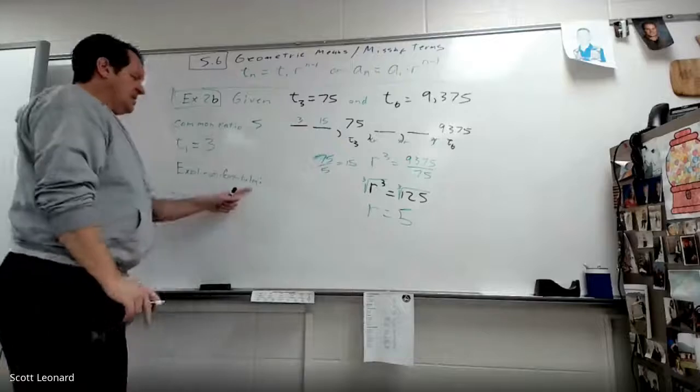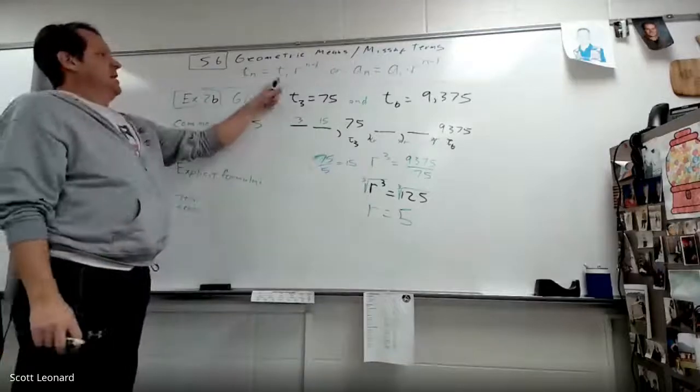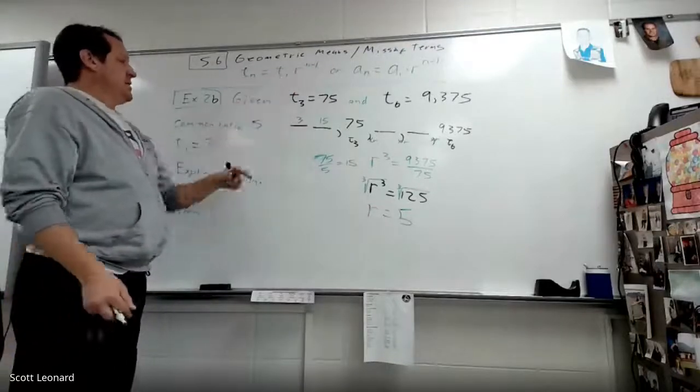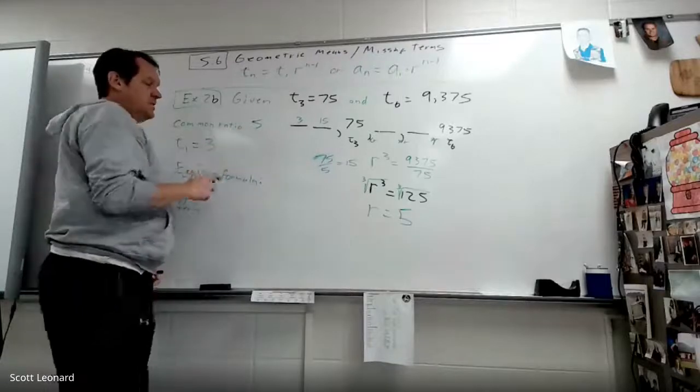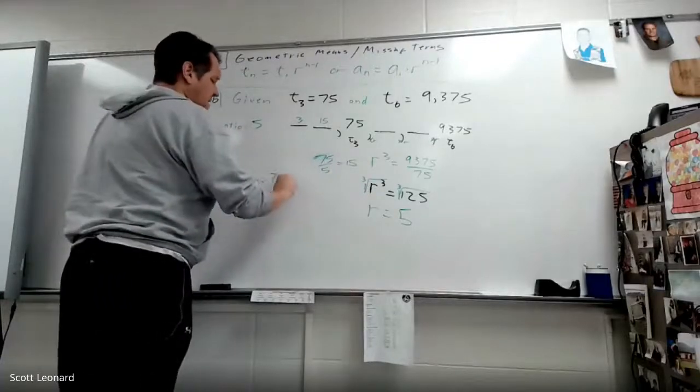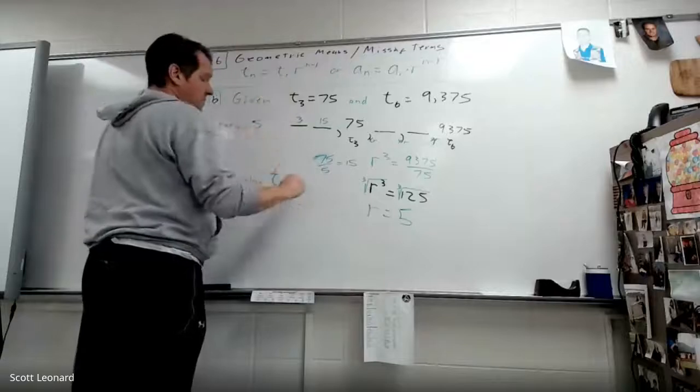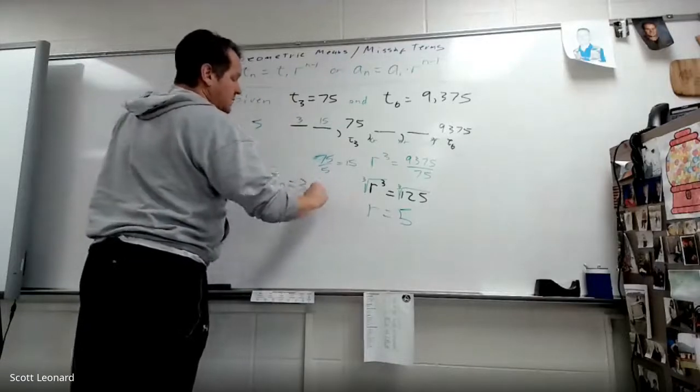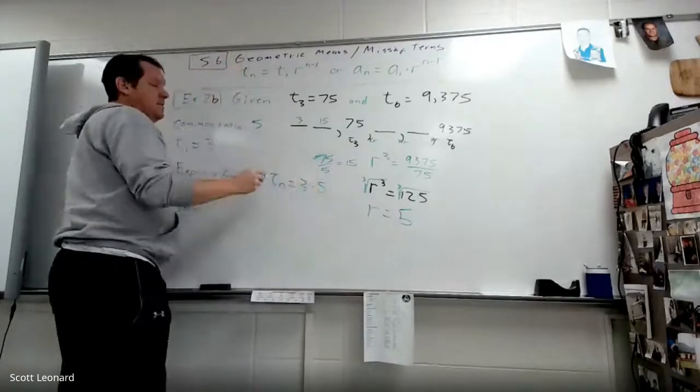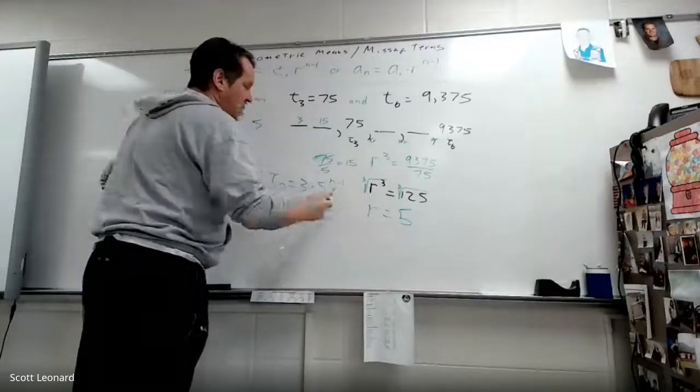To write the explicit formula, okay? You need the first term and the common ratio. We just found both of those. T of n equals first term, 3, times ratio, 5. Then we just write n minus 1.